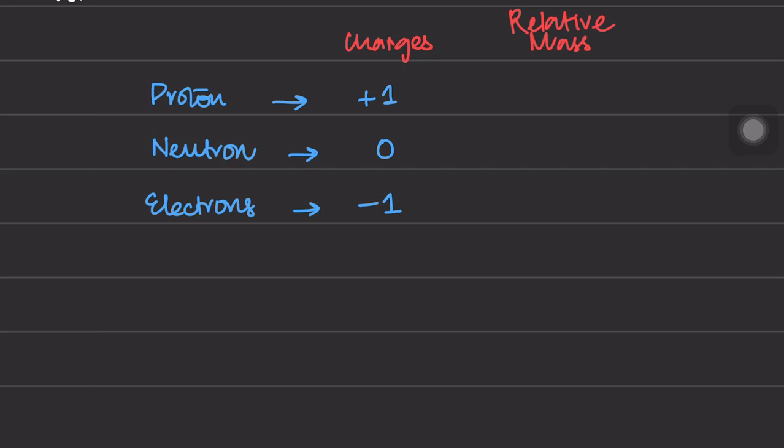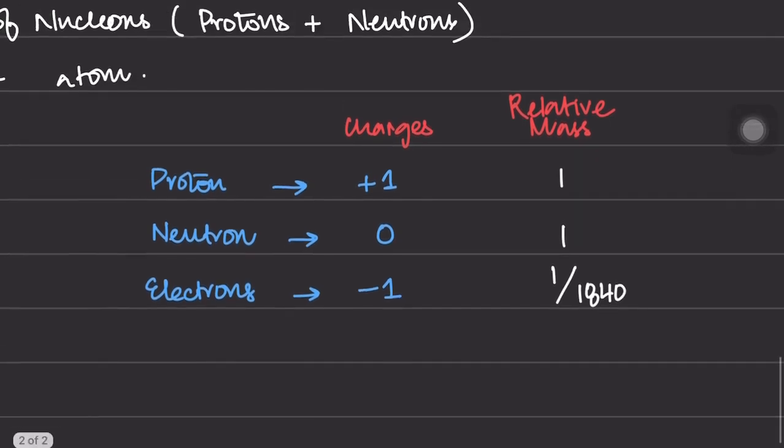Okay, so a proton relatively has a mass of 1. For a neutron we also consider 1. They're more or less the same. For the electron, however, it's very, very tiny, 1/1840. So that way you can actually guess how small your electrons are.